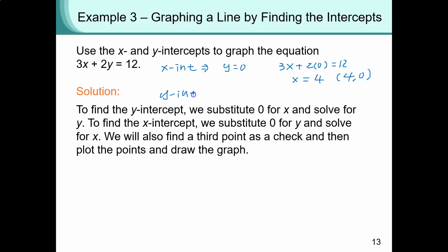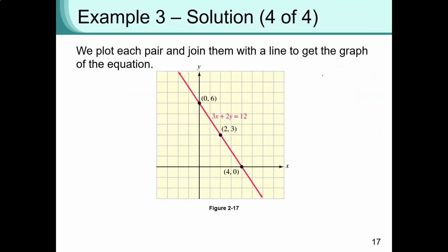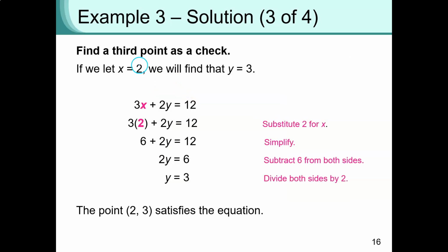Finding the y-intercept, where x equals 0. So substitute 0 for x, you'll get 3 times 0 plus 2y equals 12. So y equals 6. Then the y-intercept is (0, 6). So now with these two coordinate points, you can sketch the graph. So you label the point (0, 6), label the point (4, 0), then connect these two points. You will sketch the line of the equation.